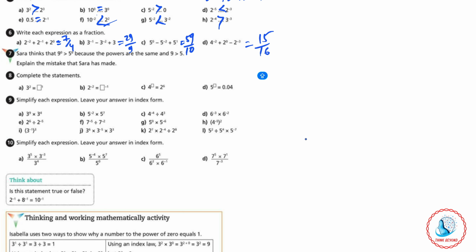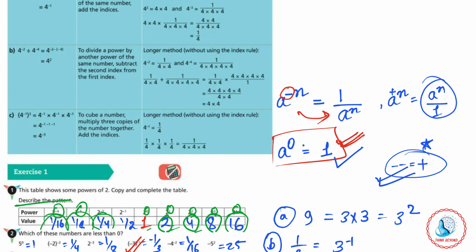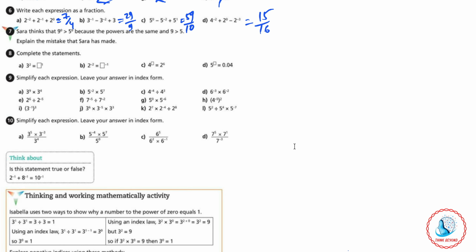Okay, now come to question number 7. It says Sarah thinks that 9 raised to power 0 is greater than 5 raised to power 0 because the powers are the same and 9 is greater than 5. Explain the mistake that Sarah has made. Okay, so I already have told you in the starting that any number raised to power 0 is equals to 1. This concept is going to be applied here in this question.